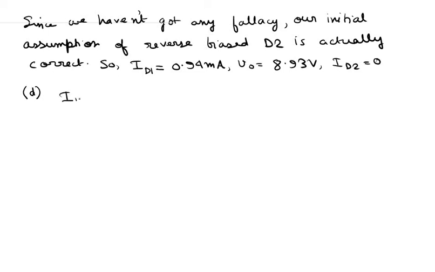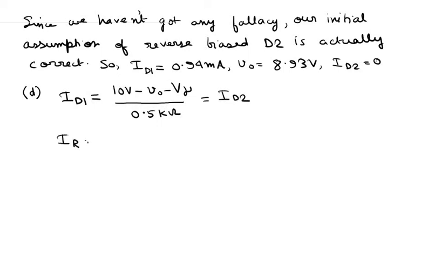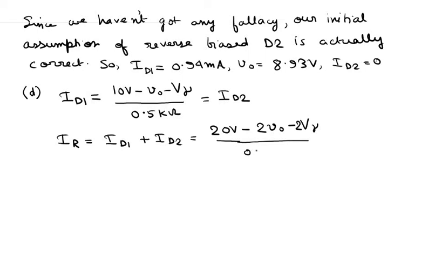ID1 is equal to 10 volts minus V0 minus V gamma, divided by 0.5 kilo ohm, which is equal to ID2, and IR is equal to ID1 plus ID2, which is 20 volts minus 2 V0 minus 2 V gamma, divided by 0.5 kilo ohms.